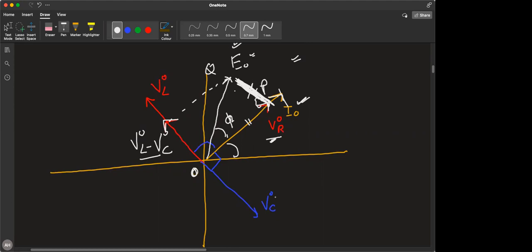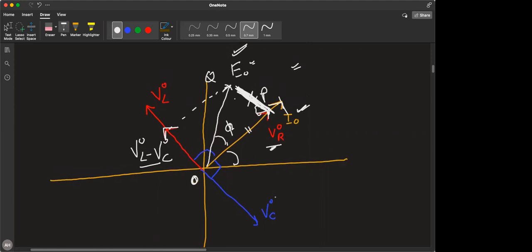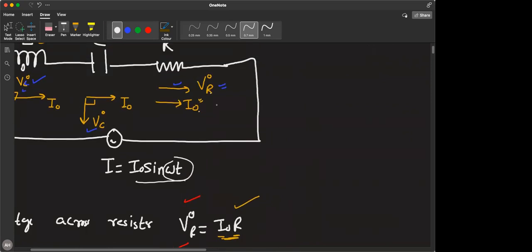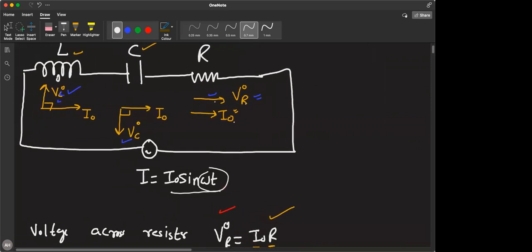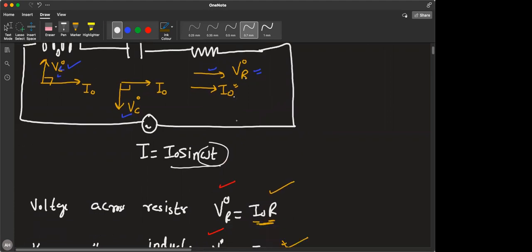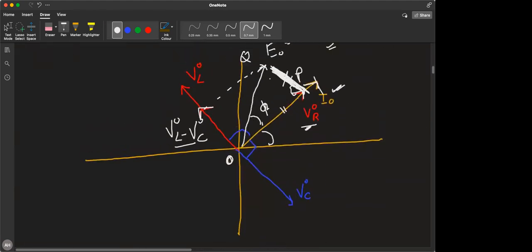Like VC, VL, sir. Like capacitor, inductor. See, I wrote from this expression. When we did the circuit having resistor only, we arrived at this result that I naught and V naught are in the same phase. Since they are in the same phase, that's why I draw it here. Is it clear now?